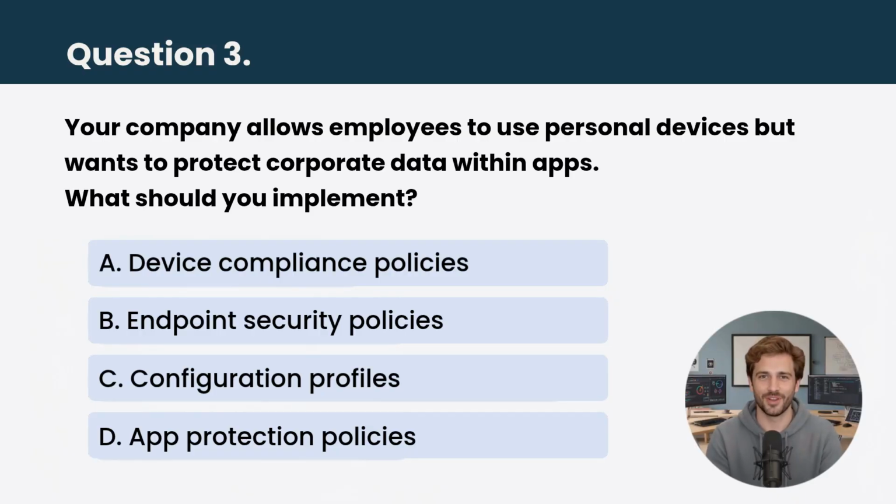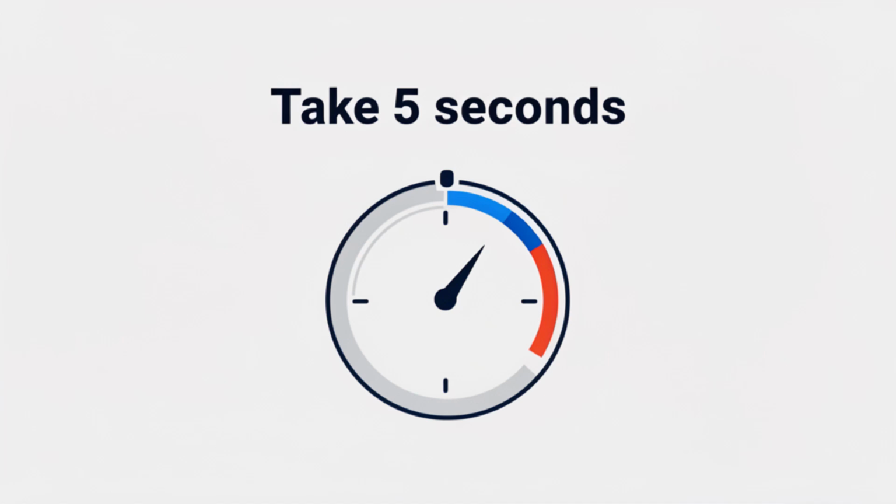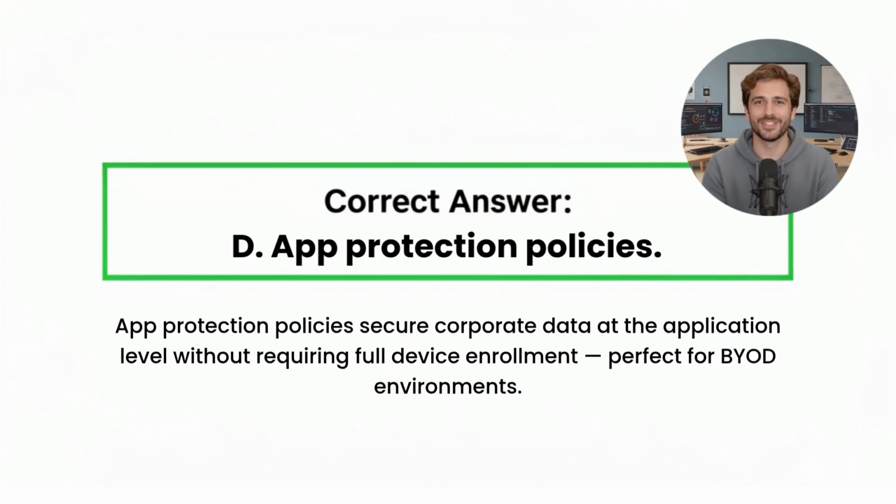Question 3. Your company allows employees to use personal devices but wants to protect corporate data within apps. What should you implement? A. Device compliance policies. B. Endpoint security policies. C. Configuration profiles. D. App protection policies. If you're thinking like a pen tester, this should be clear. The correct answer is D.